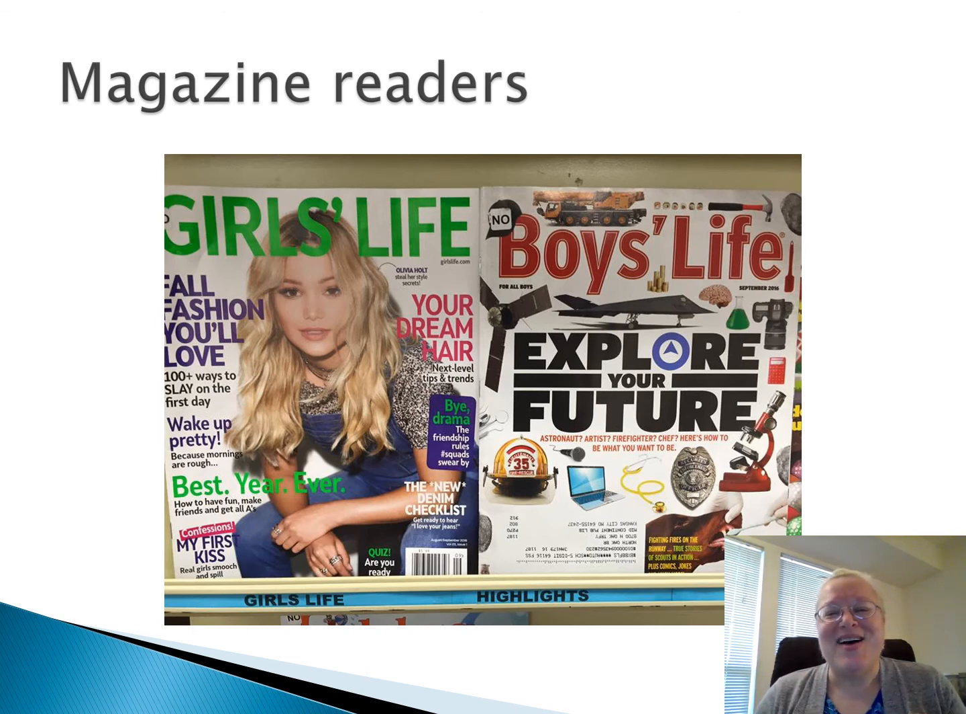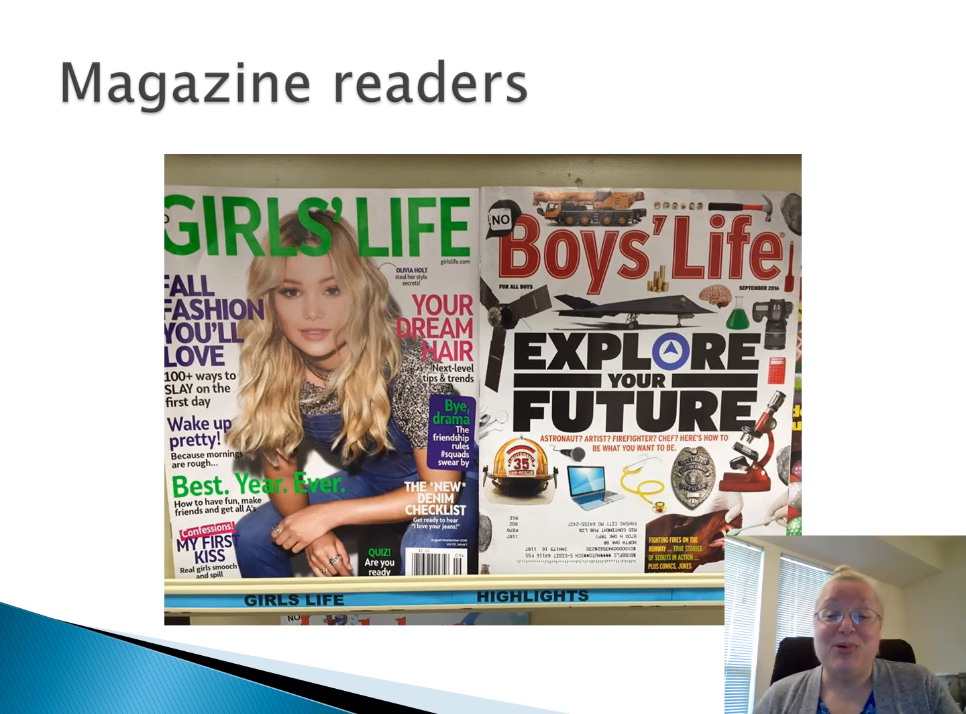Looking at these magazine covers here, you can guess who the representative reader is of each of these. The Girls Life magazine on the left, the reader profile there would probably be a teenage girl. We see this girl on the cover. She's pretty, she looks young. And then you look at the blurbs on the cover: fall fashion you'll love, my first kiss, your dream hair. All the topics are about how to look pretty, how to be popular in school, things like that. So that's the person the advertiser is buying access to.